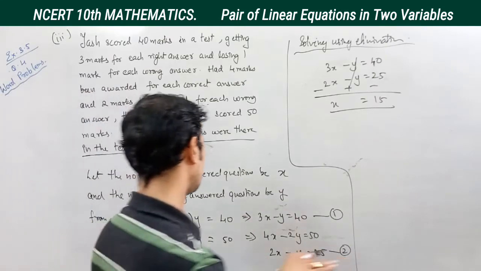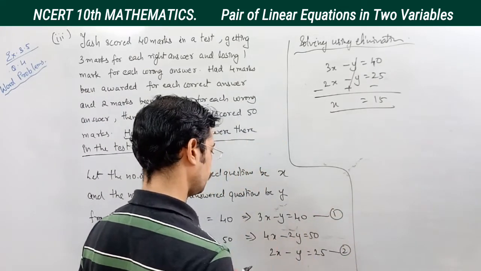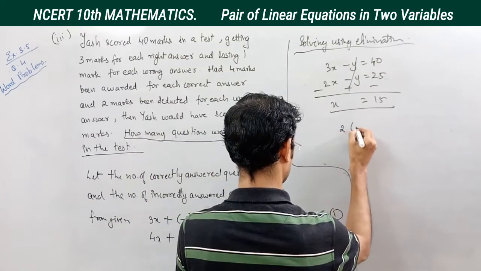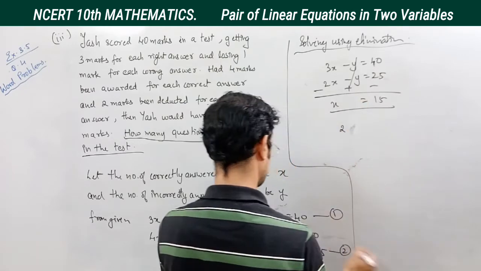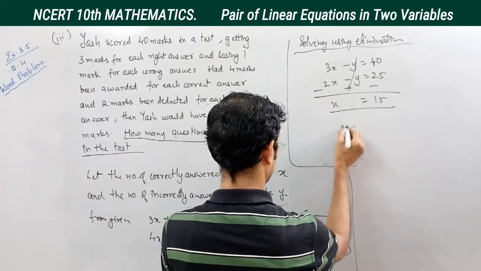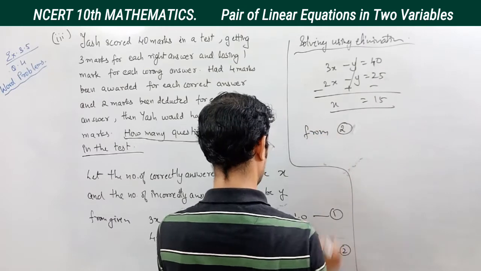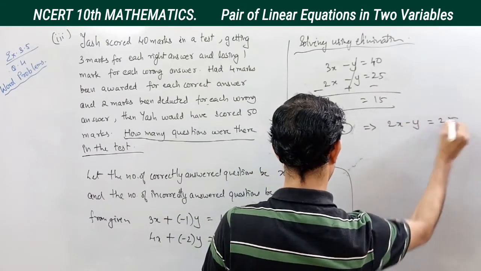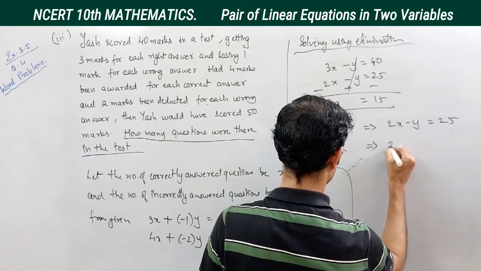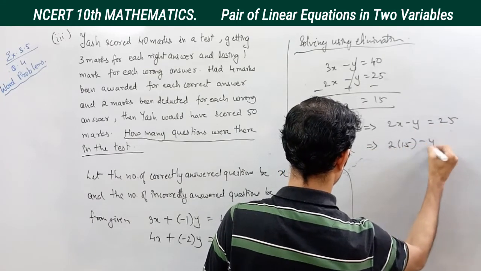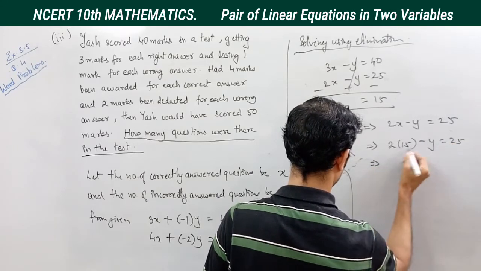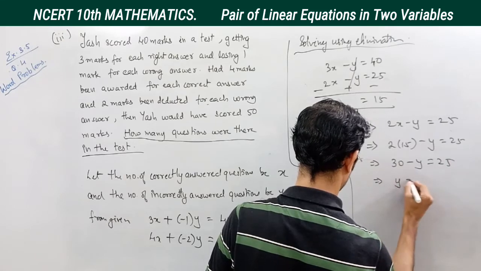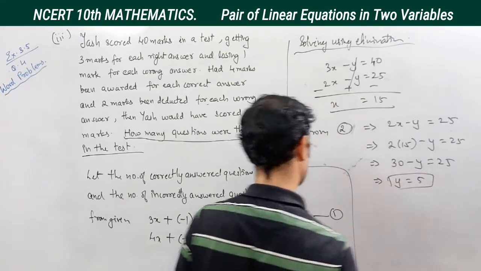So now we need to find the number of wrongly answered questions. How can we do that? We will take the second equation, equation 2, which is 2x minus y equal to 25. So we have 2 into 15 minus y equal to 25. So 30 minus y equal to 25, and this gives y is equal to 5.